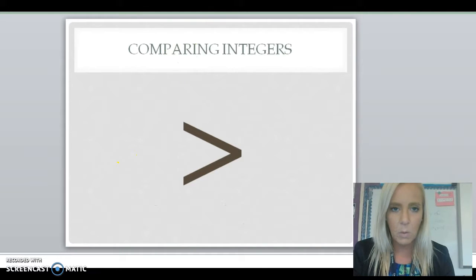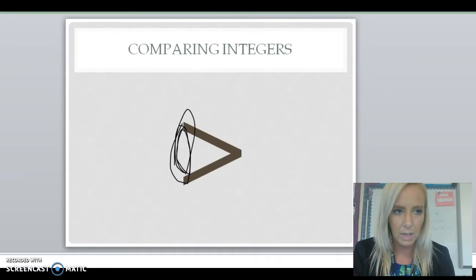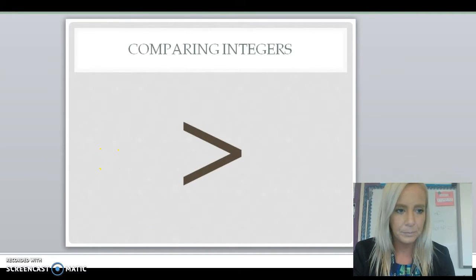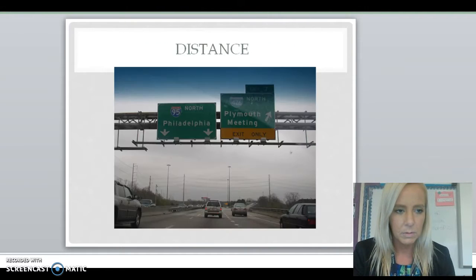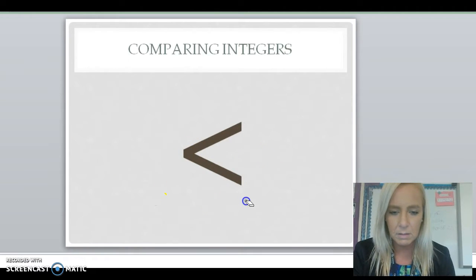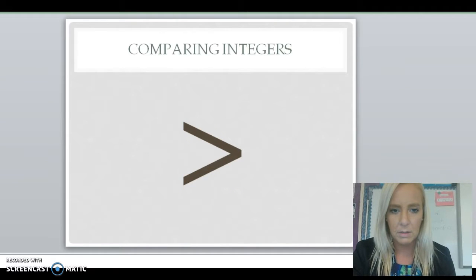In comparison, when reading this symbol here, we start with a bigger section and it gets smaller. So because we start with the bigger section, this would read greater than. These are both symbols that you would have learned last year. But it's just kind of a quick reminder of both of those. Let me erase this here. Again, this is less than. And this is greater than.